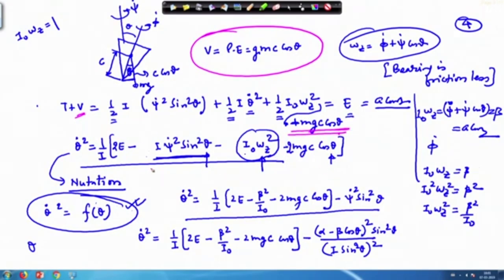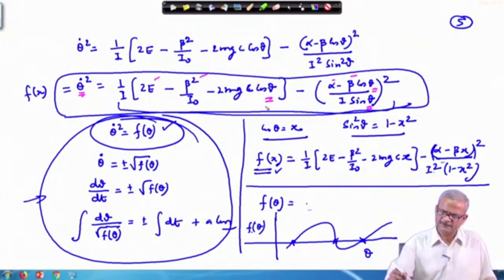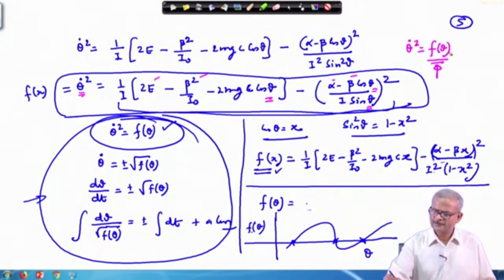And we rearranged that equation in terms of theta dot, by putting the psi dot part and omega z part in terms of beta. Using this information we tried to put this equation in terms of theta only. Everywhere theta is manifesting; alpha and beta are constants, e is a constant. So, this just became a function of theta. Theta dot square is a function of theta. The right hand side, because it is a polynomial in theta, will have certain values as shown here.